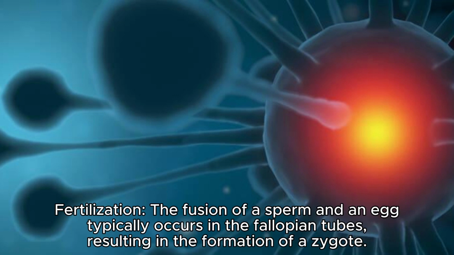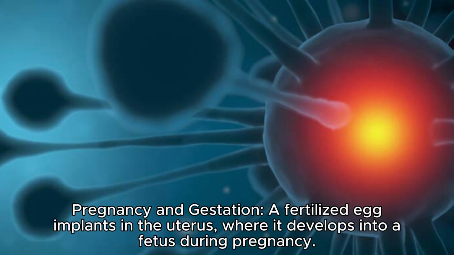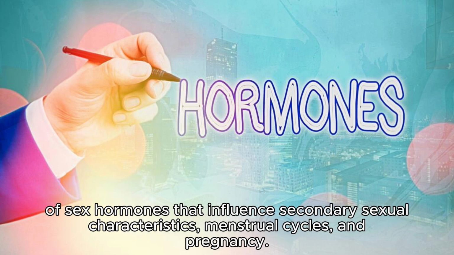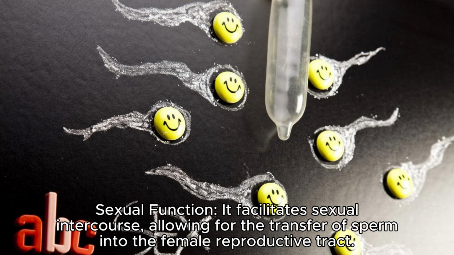Fertilization: the fusion of a sperm and an egg typically occurs in the fallopian tubes, resulting in the formation of a zygote. Pregnancy and gestation: a fertilized egg implants in the uterus, where it develops into a fetus during pregnancy. Hormone regulation: the reproductive system regulates the production of sex hormones that influence secondary sexual characteristics, menstrual cycles, and pregnancy. Sexual function: it facilitates sexual intercourse, allowing for the transfer of sperm into the female reproductive tract.